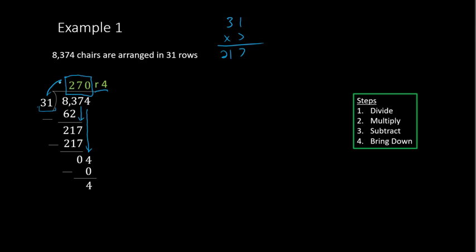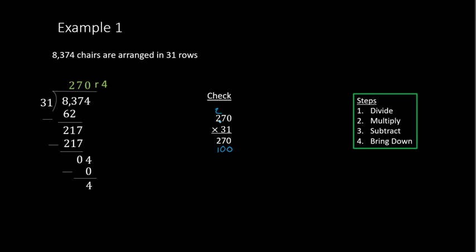We can do that by doing 31 times 270 plus the remainder of 4. So 31 times 270, or 270 times 31, same thing. If we do that, we would do 1 times 0, 1 times 7, 1 times 2, then put a 0 here and repeat. So 3 times 0, 3 times 7 is 21. Take the 1, carry the 2. So then we have 3 times 2 plus 2, which is 8.